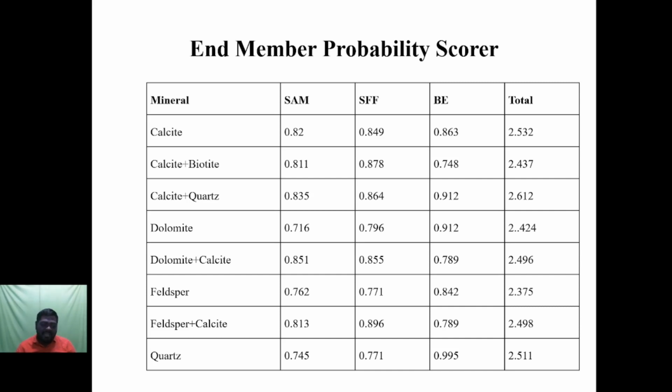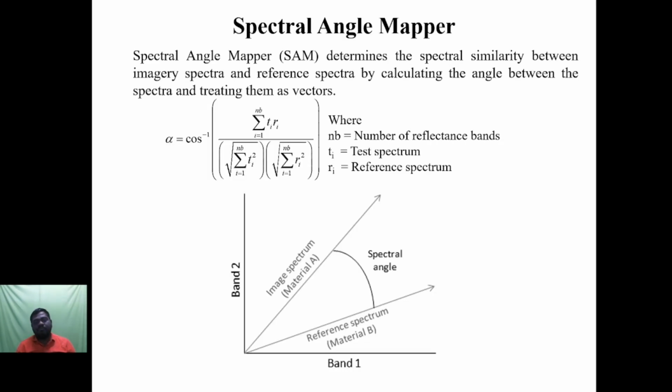Whichever has the highest level of property score, only that high property score value we are going to take. This property score we can fix using the n-dimensional visualizer and the SAM, SFF and BE methods only.